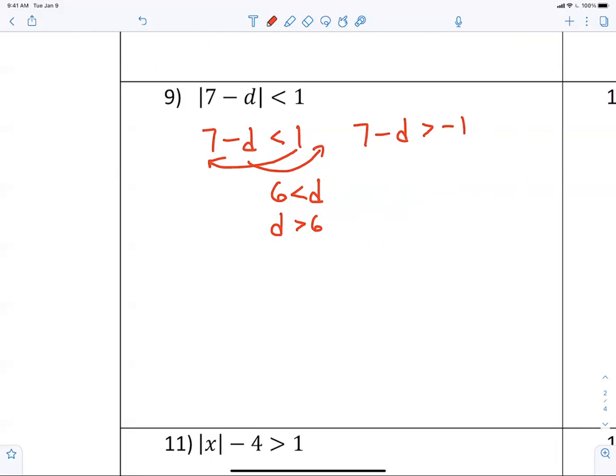All right. So here, again, moving the d. So that becomes d over here. Adding the 1, that becomes a what? 8. So that means d is less than 8. So is this an and or an or? And statement. Greater than 6 and less than 8. So that means it's everything between 6 and 8.